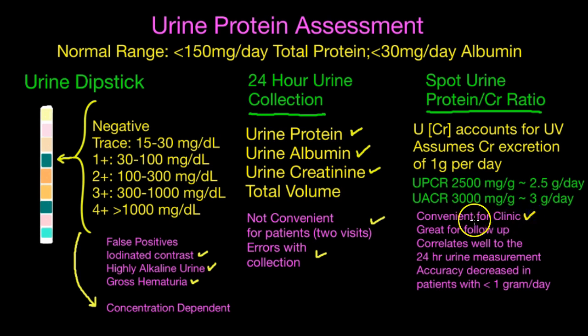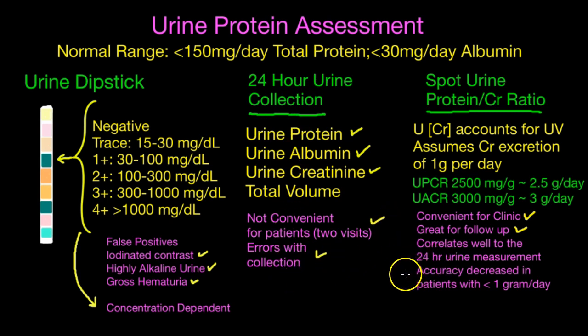So the spot protein creatinine ratios are very convenient for clinic because nearly every patient can provide a urine sample shortly after seeing you. It's great for follow-up for patients who have proteinuria. Some of the guidelines will say maybe for the initial evaluation of a patient with proteinuria, you do the 24-hour urine collection. Remember, it's very important to be able to rule in or rule out disease at that point. So going with the gold standard first makes a lot of sense.